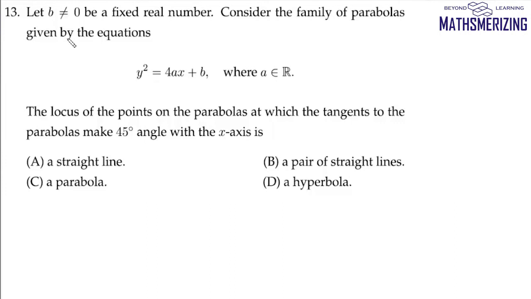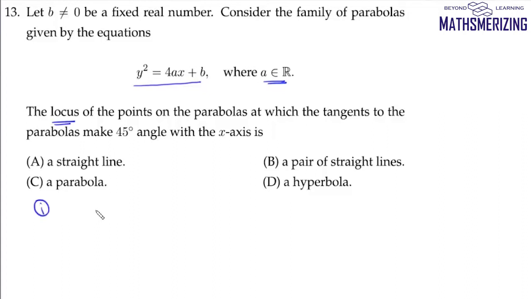Now here the question is: let b unequal to 0 be a fixed real number. Consider the family of parabolas given by the equations y square equals 4ax plus b, where a belongs to R. That is, this a is a parameter. Now we need to find the locus of points on the parabolas at which tangents to the parabolas make a 45 degrees angle with the x-axis.